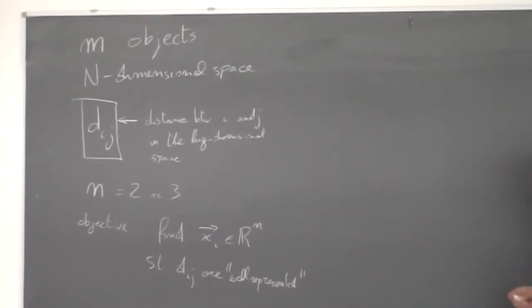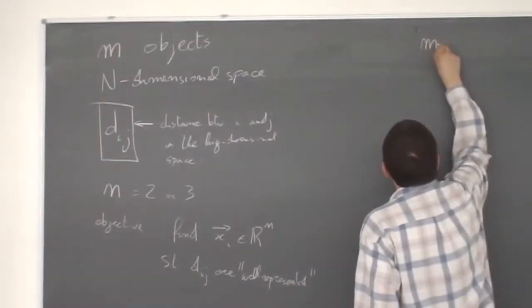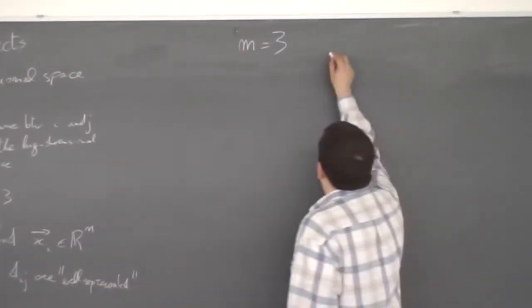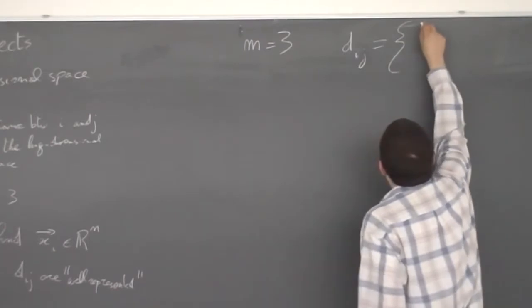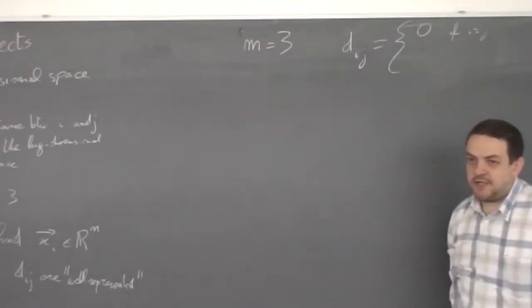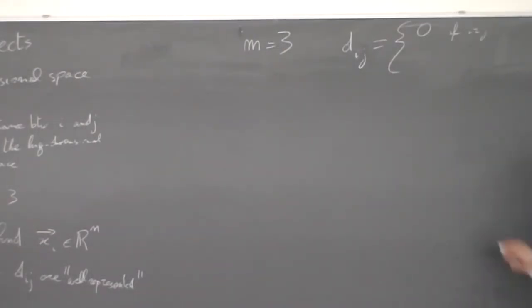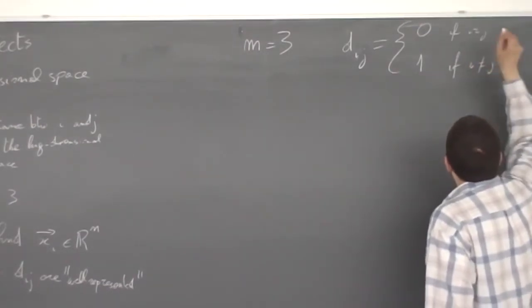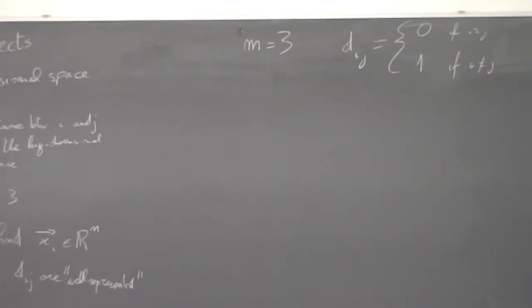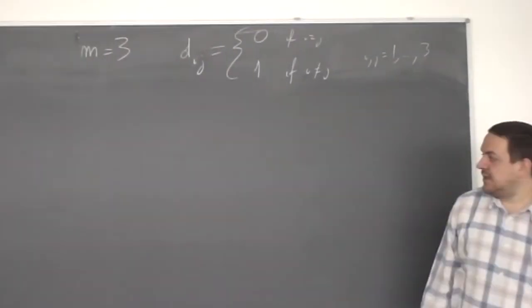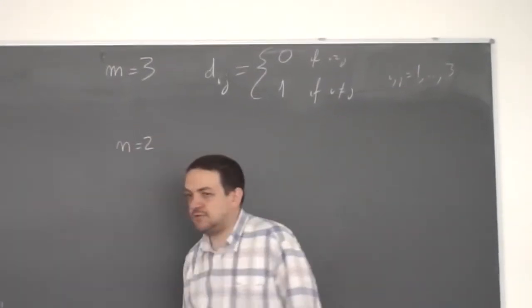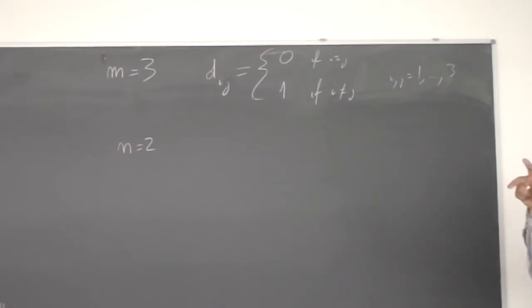For example, suppose that you have 3 objects and that the mutual distance between object i and j is, of course, 0 if i is equal to j. Every object has distance 0 from itself. And 1 in all other cases, where i and j, of course, are from 1 to 3. Can we place these points in a 2-dimensional space? Yes, they will be just the three vertices of an equilateral triangle.